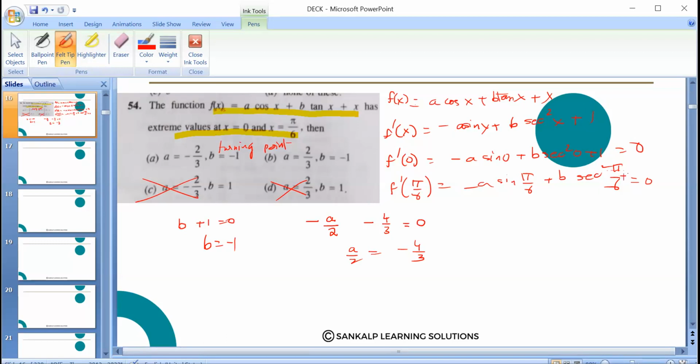Here I did not take plus 1. That's the mistake. So a by 2 is minus 1 by 3, and a will be minus 2 by 3. That means option A is correct. Here, the only thing is I forgot to write plus 1. That's why I was getting a wrong answer. Okay, next I will put 55.